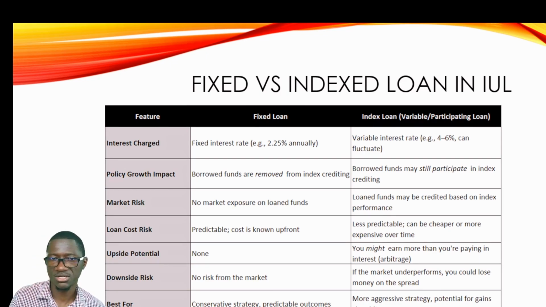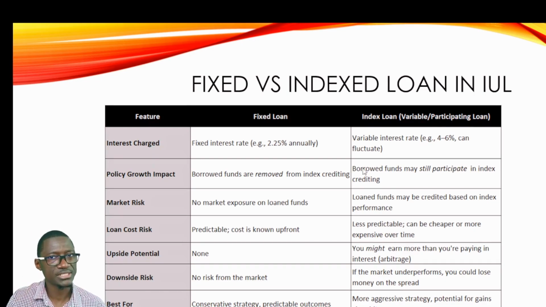What is the impact on the cash accumulation? Remember that in an indexed universal life, the primary vehicle to increase your cash value is the index that is tracking the performance of the stock market. As a result, that money is removed out of the index account. Therefore, you don't participate in the growth of the index. Typically, insurance companies that do IUL will do something like, hey, for the first few years, we will charge you 2.25, for instance, if you take a fixed loan, and we'll just credit you 2%.